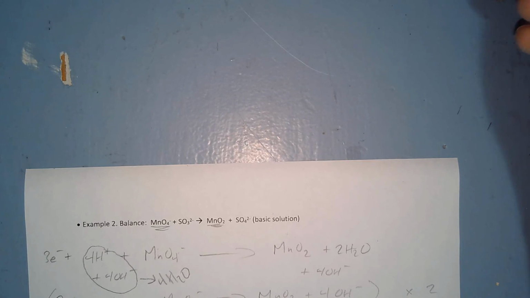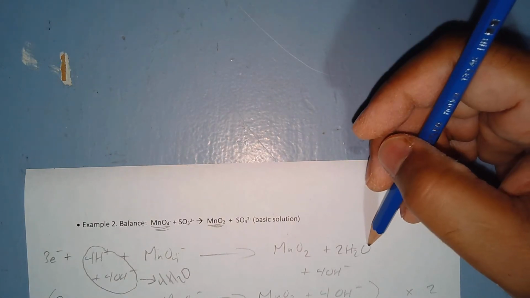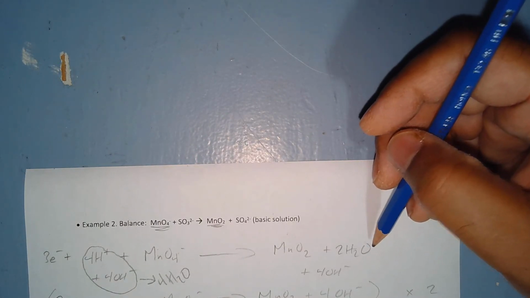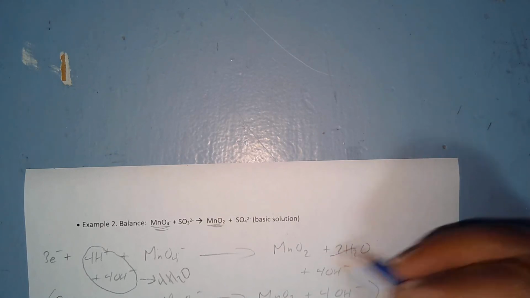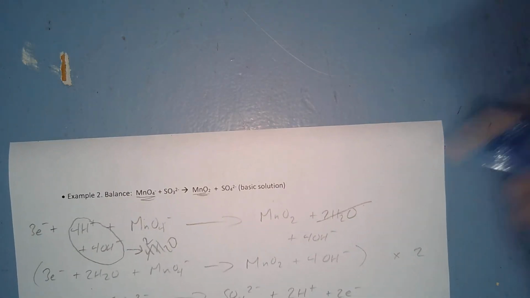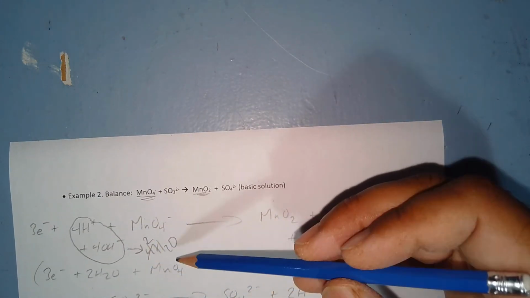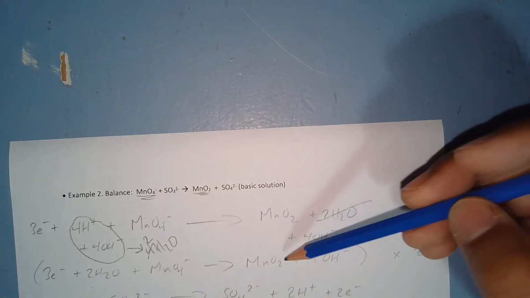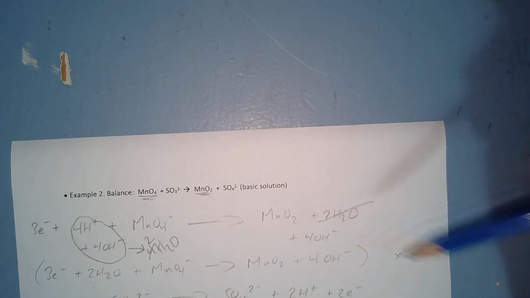Okay, and you've got the 2 waters on this side, right? So what's going to happen here is the 2 waters will go away, and then this will become 2 waters over here. Okay, so this is why you get 3 electrons, 2 waters, MnO4 minus, MnO2, and the 4 OHs.